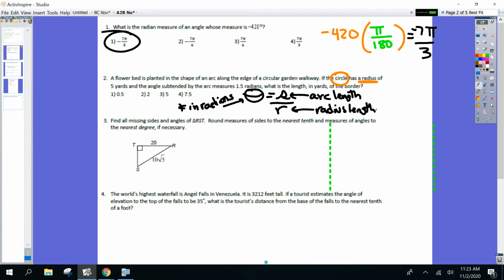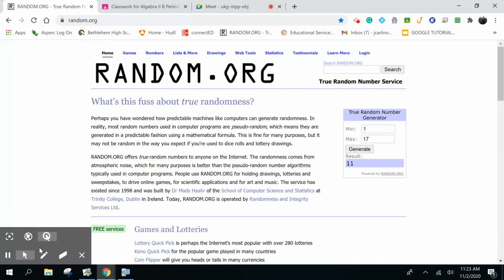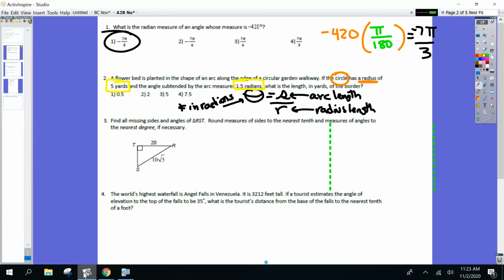All right, I got 2 numbers here, though. I got 5 yards. That's got to be plugged into this formula. And I got 1.5 radians. That's got to be plugged into this formula. Whoever I call on next, I'll let you pick. You can pick 1.5 and tell me where it goes, or you can pick 5 yards and tell me where it goes. All right, read the problem carefully so you know what is attached to each. So you pick which one you want to start with and tell me where to plug it in. Boom, 2, here we go. Isaiah, do you want to start with the 5 yards or the 1.5 radians?